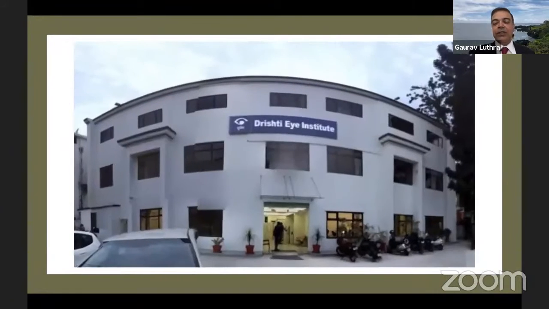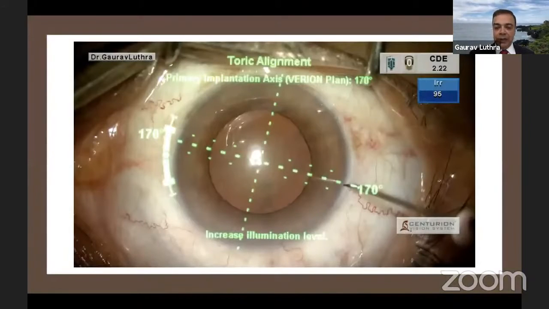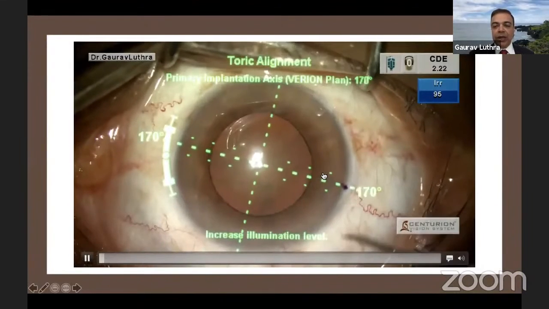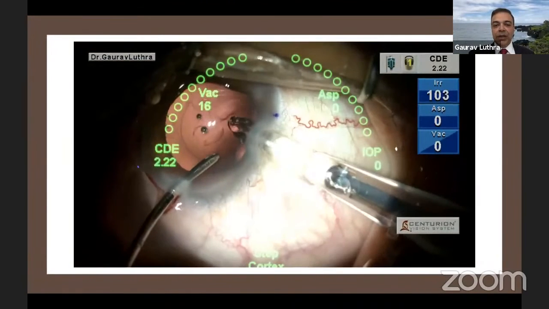Now at the end of surgery, it's very important not to overinflate the eye as well, because one of the commonest causes of misalignment is overinflation of the bag, and the toric IOL can rotate within the first few hours of surgery. That's the most common time when it will rotate.